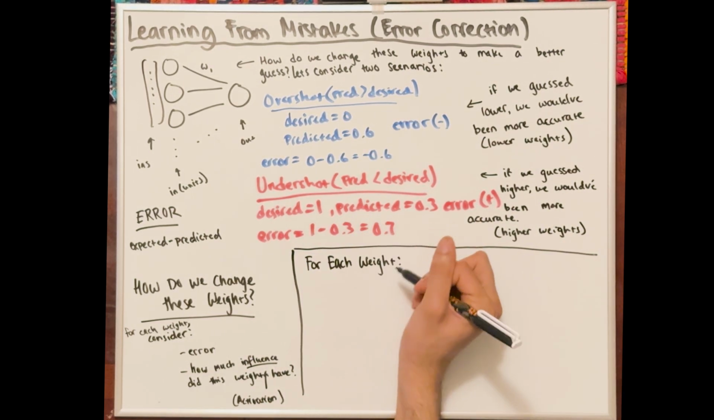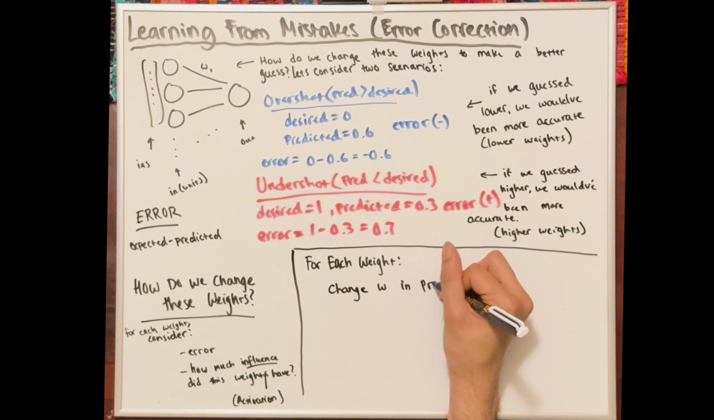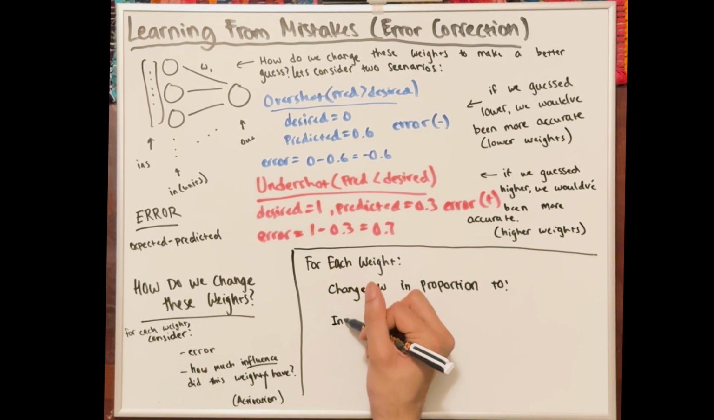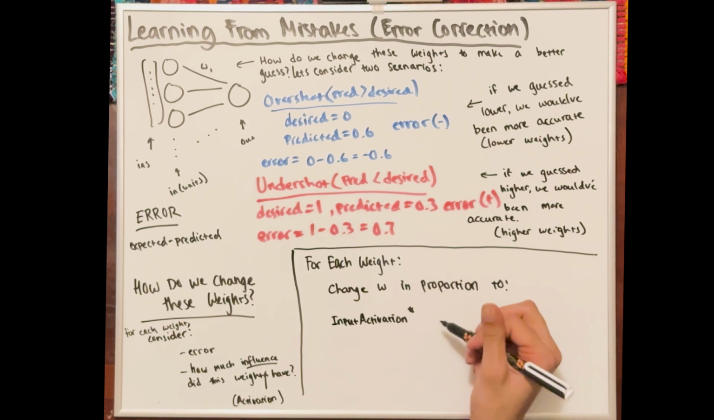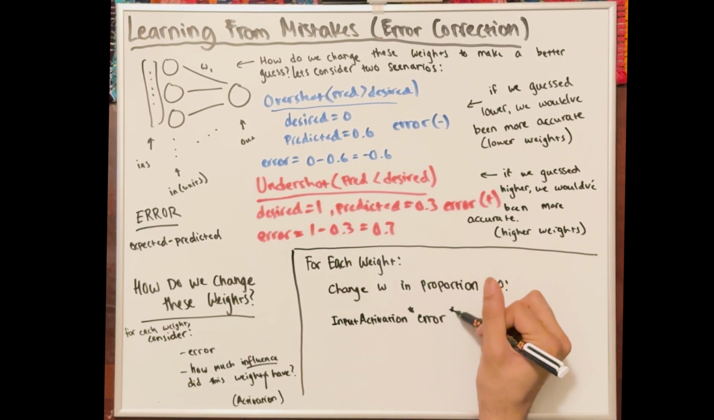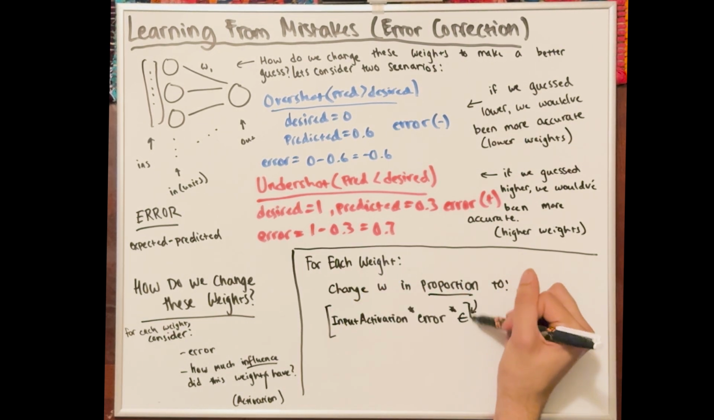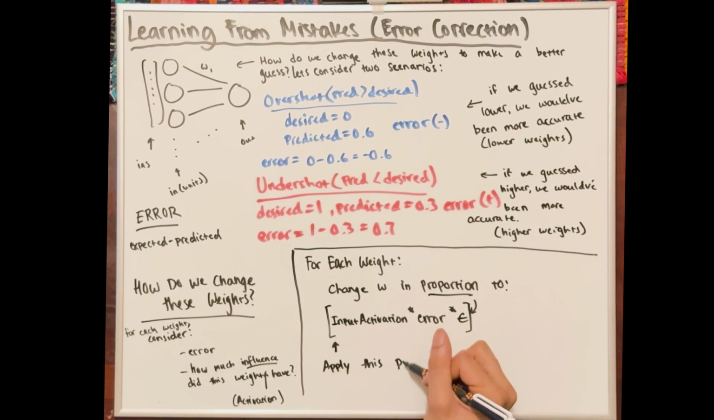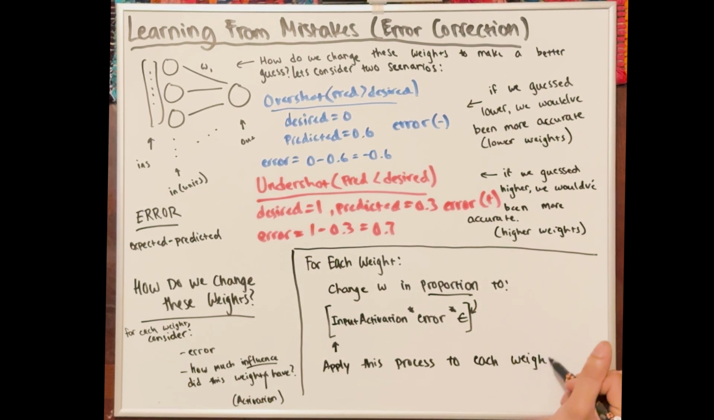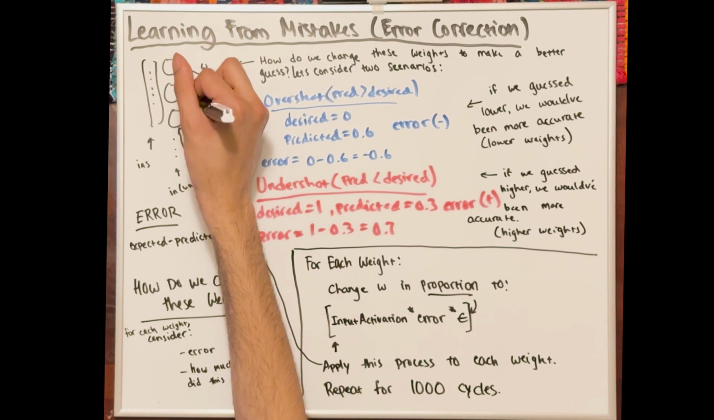For each weight, we'll change the weight in proportion to the input activation correlated with that weight and the error. We'll change the weights by a small proportion of these, called epsilon. Epsilon is interpreted as our learning rate, and it's commonly set to a value of 0.01. We'll apply this process once per weight for each weight for 1,000 training cycles.